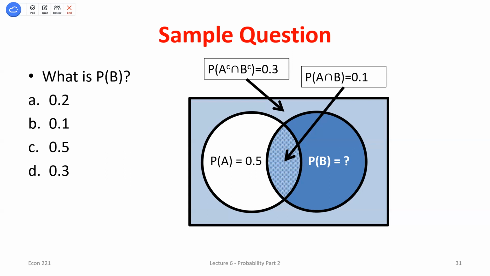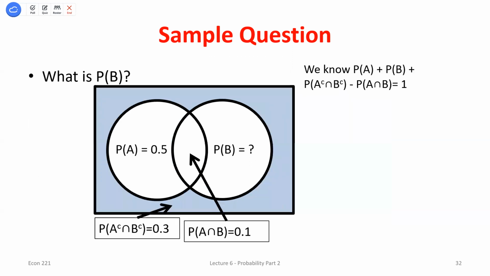Now from here, it's just a matter of doing a little bit of algebra. So 0.3 plus 0.5 minus 0.1, that's 0.7. If I subtract 0.7 from both sides, everything cancels, and I've got that the probability of B is equal to 0.3. All I'm doing is plugging my values into this equation. If I've got three of them, I can always solve for the fourth using a little bit of algebra.